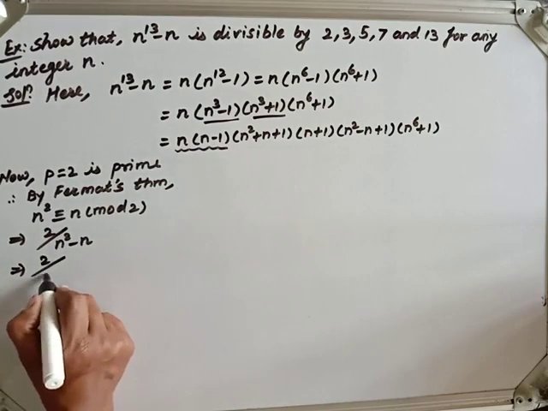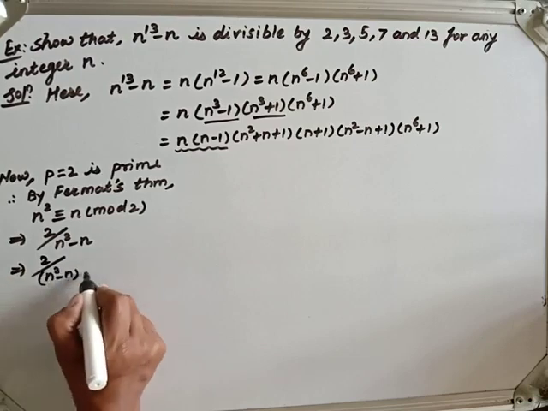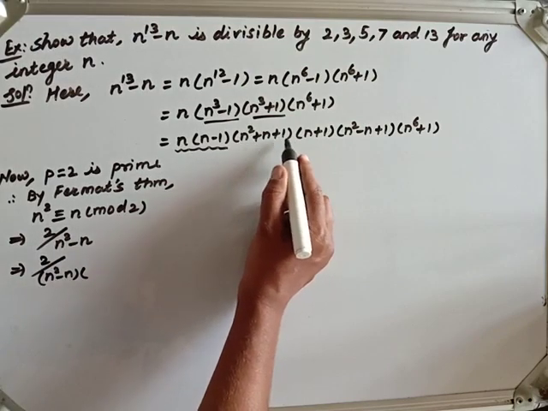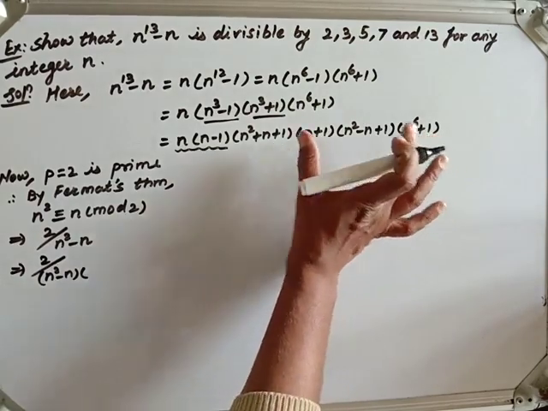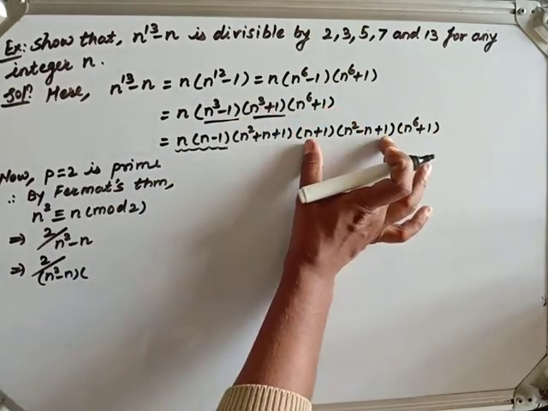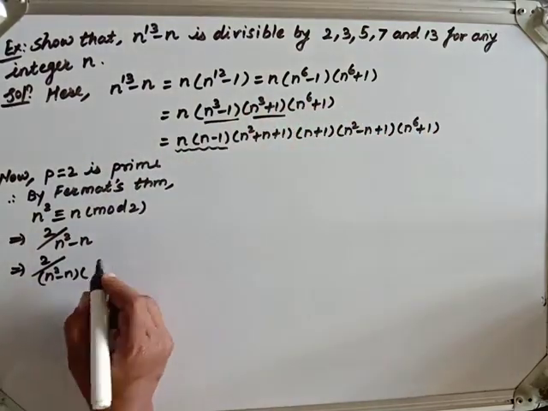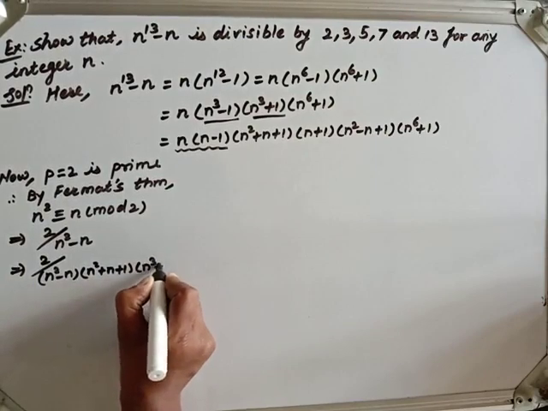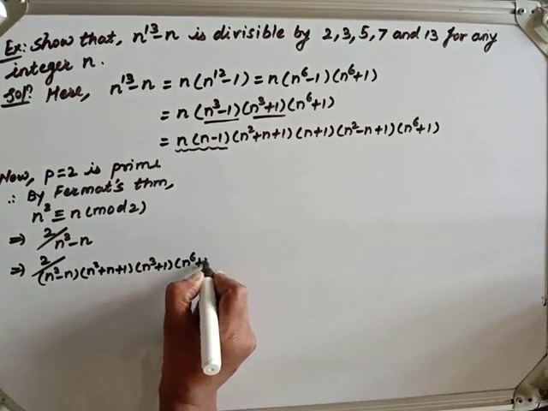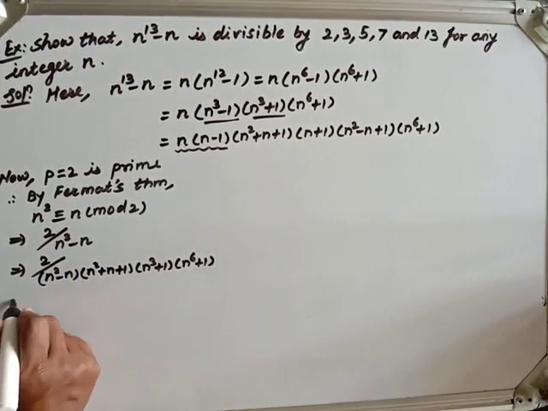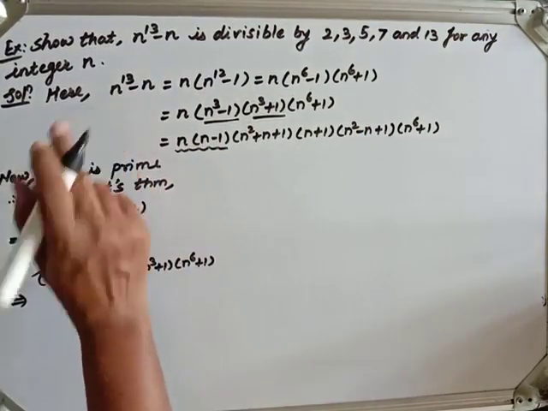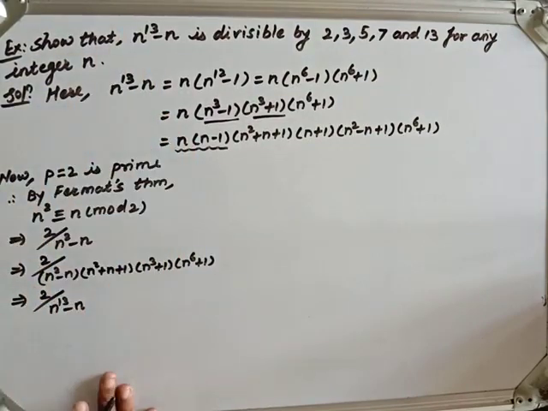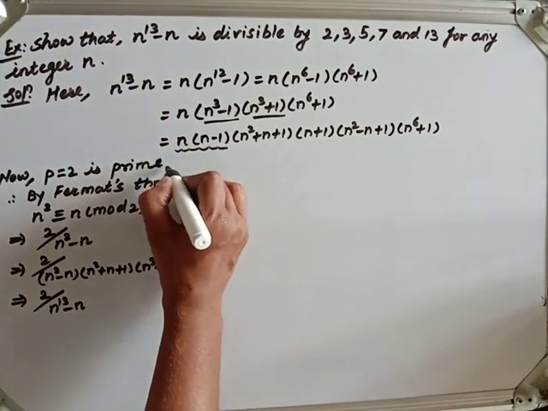So I can say 2 divides n square minus n into what? This, n square plus n plus 1, and this remaining part. This remaining part is nothing but this one. Look at, this is a factorization of n cube plus 1 and this one as it is. Fine. This is n square plus n plus 1 into n cube plus 1 into n raised to 6 plus 1. Fine. So this whole one is equivalent to this one. So 2 divides whom? n raised to 13 minus n. So we have proved this. Fine. This is the first part of this question, suppose.